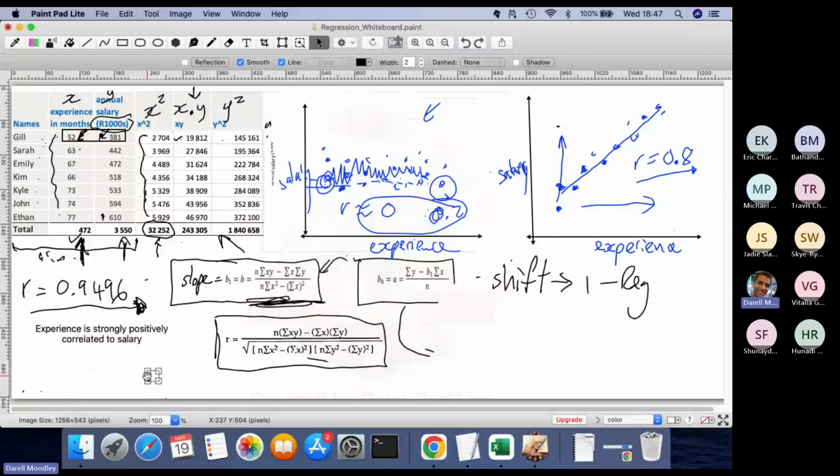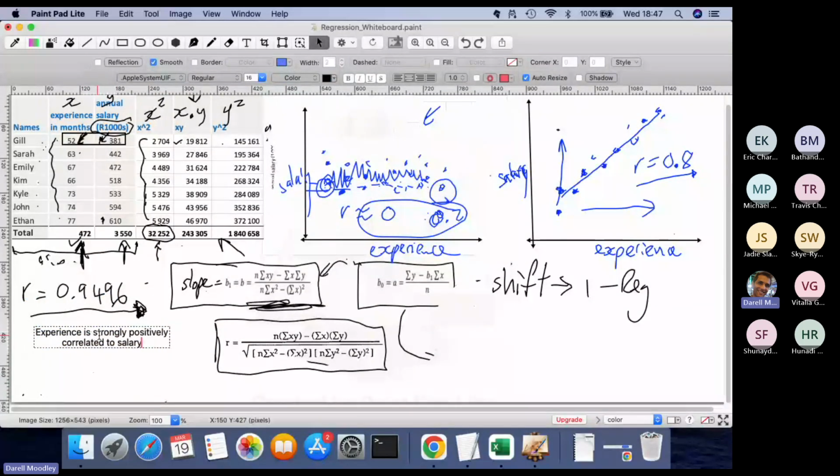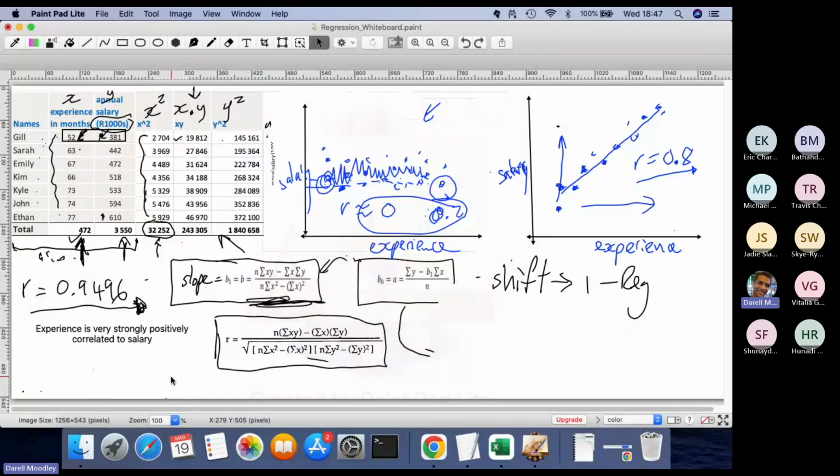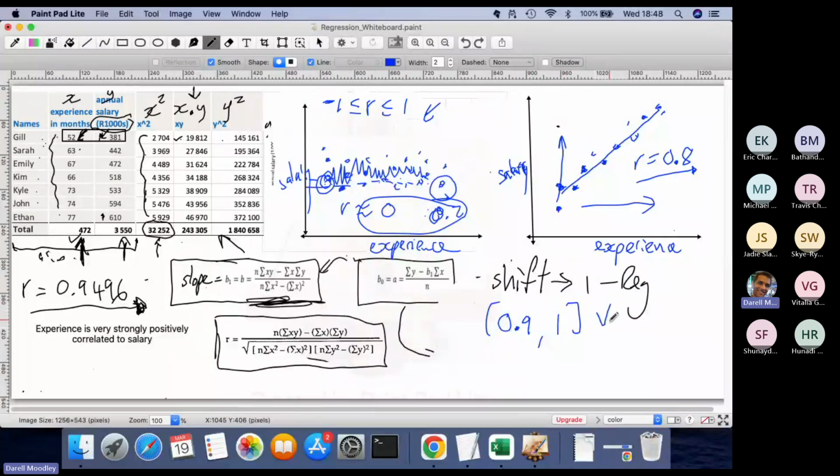This is your interpretation. I wouldn't even say, sorry, not even strongly. I would say very strong, because I'll give you the scales to determine how to know what's very strong and what's strong. All right. So what you need to know is anything above 0.9, so 0.9 and greater, up to 1. Remember your R can go as low as -1 and as high as 1. It can't go more than 1. So anything from 0.9 and above, that's very strong.